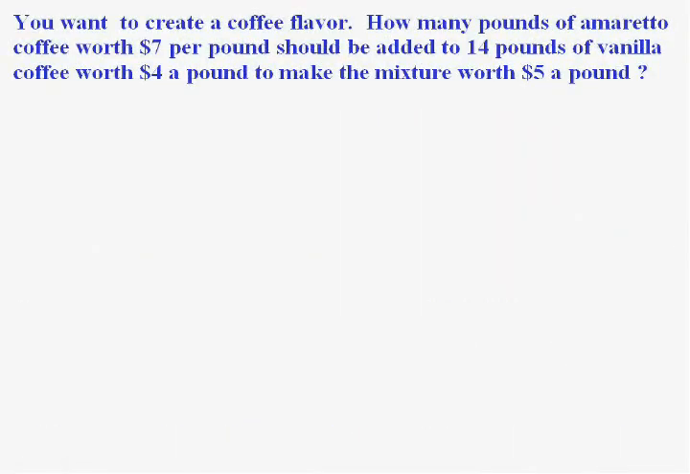Okay, let's expand this idea to perhaps a business application. We're still going to have a mixture. We want to create a coffee flavor. We've got some amaretto coffee and we've got some vanilla coffee. So the question is, how many pounds of amaretto coffee, which costs $7 a pound, should be added to 14 pounds of vanilla coffee, a little cheaper at $4 a pound, to make a mixture that should be sold for $5 a pound? Well, once again, let's start off, as always, naming what X is.